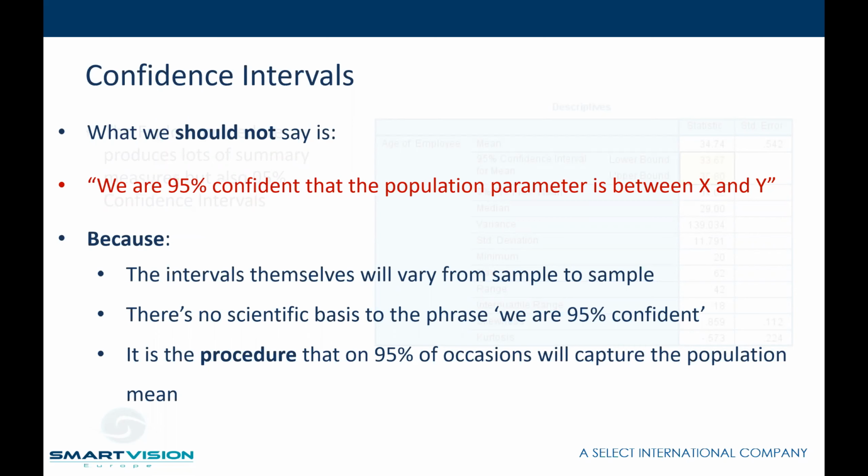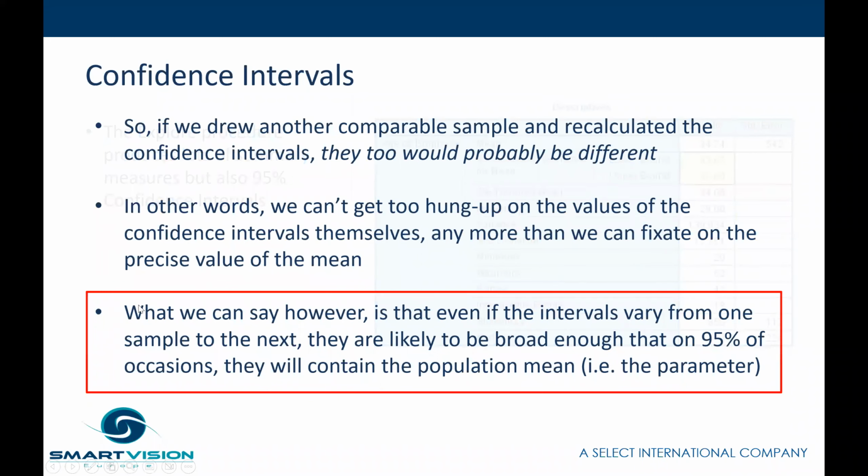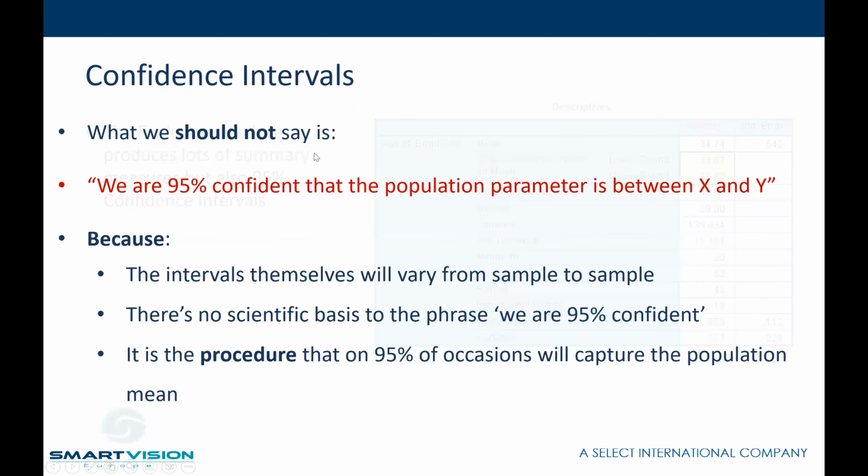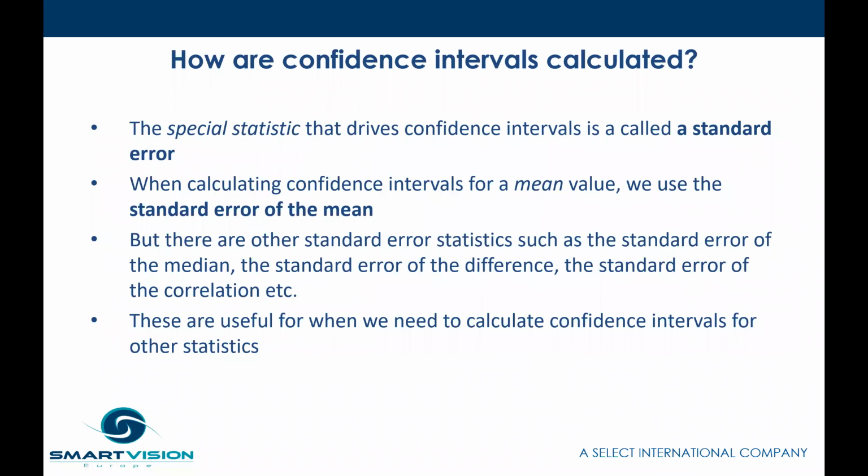This is a tricky concept for students to get their heads around, but if you want to keep your nose clean when it comes to reporting confidence intervals, this is how we do it. We basically say that 95% of comparable intervals, if you like, will contain the true population mean. Now, how does it work? How does that actually work?